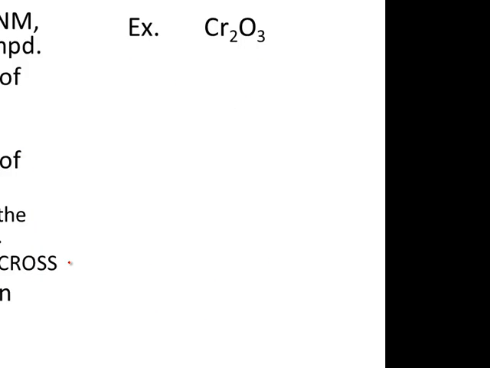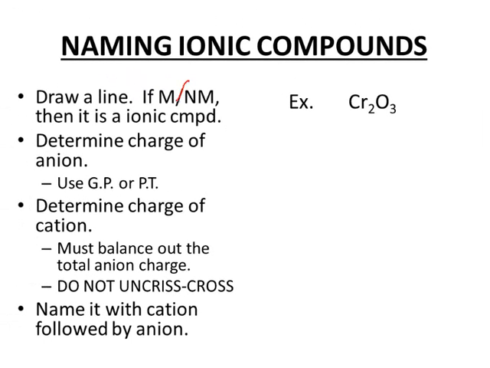Going the opposite way now, naming of an ionic compound. So the naming of an ionic compound, again, we're always going to start by drawing a line. Anytime we have a question on naming or writing a formula, we're going to draw a line between the beginning element and the end. If we have a metal and a non-metal, left of the stair-step line, right of the stair-step line, we know it's an ionic compound. Our first part is we need to determine the charge of the anion. So you can use your gold packet or your periodic table to figure out the charge of that non-metal, the anion part. So determine the charge of the cation. Now that charge of the cation must balance out the total charge of the anion.